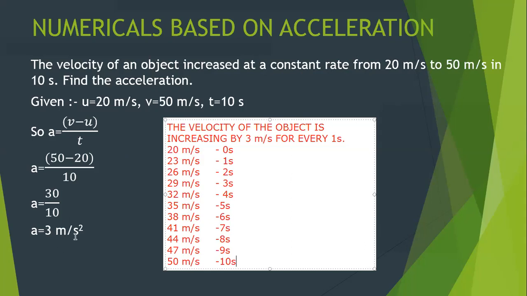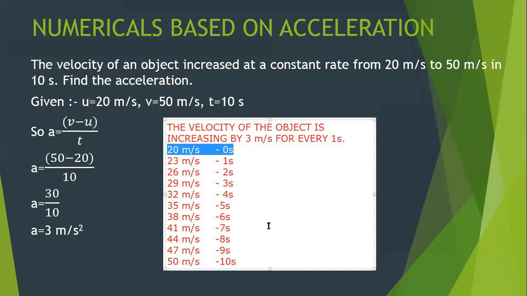What does it mean? It means that the velocity of the object is increasing by 3 meter per second for every 1 second. That's why at 0 second, the velocity was already 20, but after 10 seconds, you find the velocity has become 50 because the velocity is increasing by 3 meter per second for every 1 second.